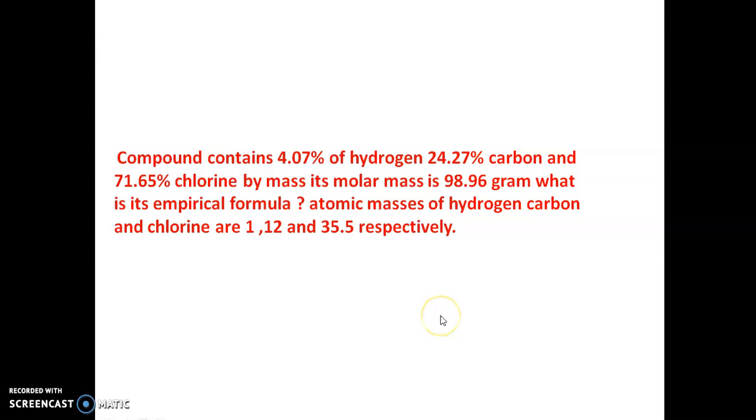Now we see one more example. The example is a compound containing 4.07% hydrogen, 24.27% carbon, and 71.65% chlorine by mass. Its molar mass is 98.96 gram. What is its empirical formula? The atomic masses of hydrogen, carbon, and chlorine are 1, 12, and 35.5 respectively.